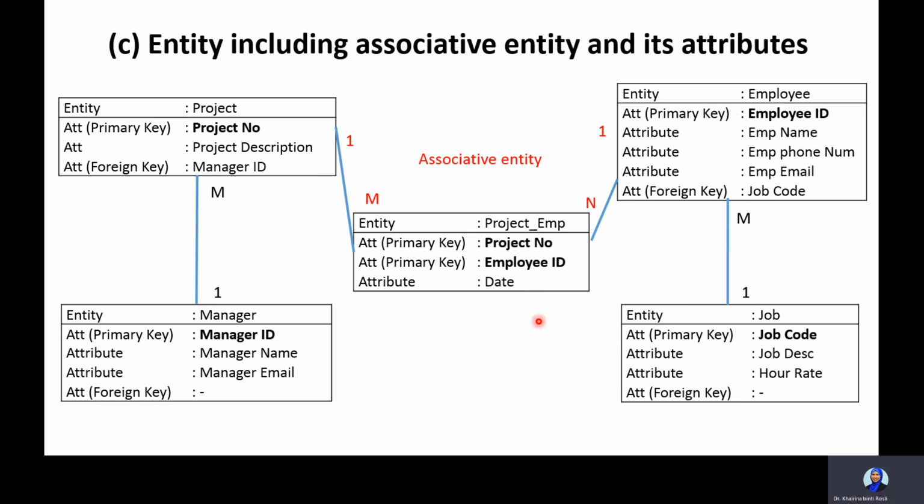Okay, so this is an example of the entities, including the associative entity and also its attributes. The attributes involve the primary key and foreign key, if any. Not all entities have a foreign key, but every entity must have a primary key and also other attributes.